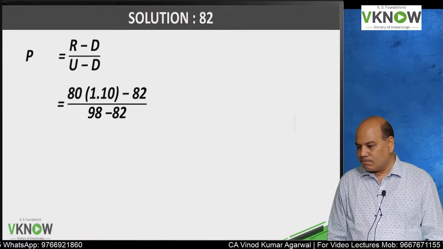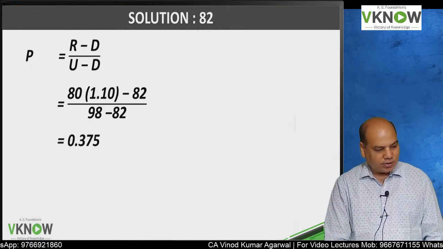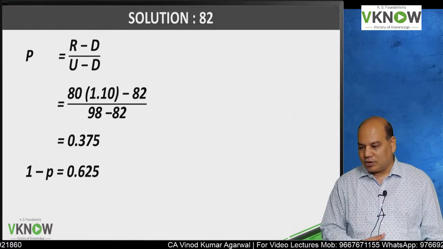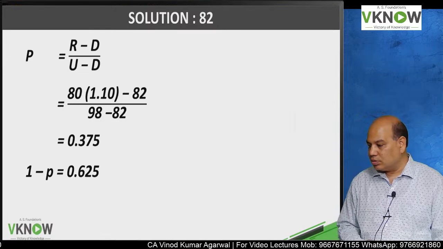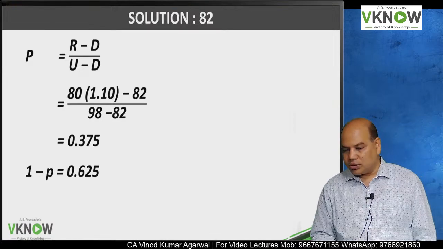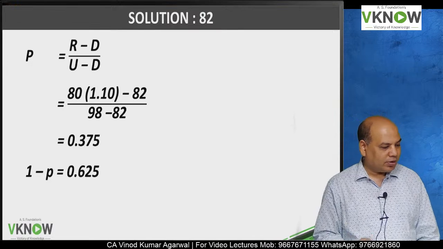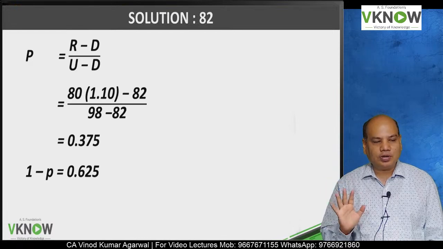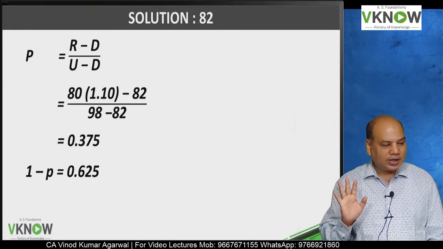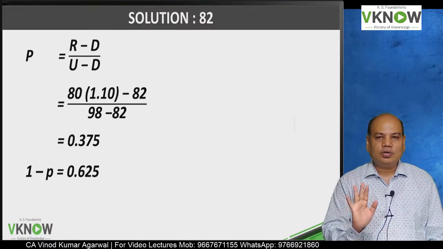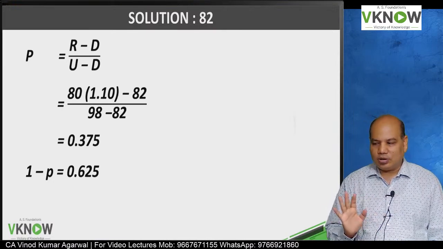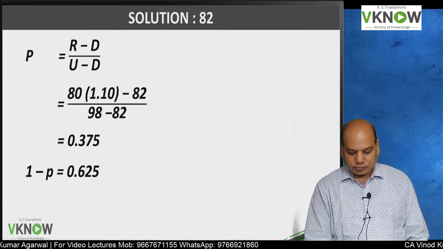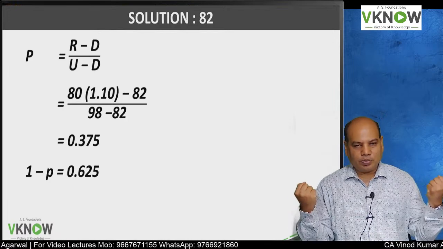So 0.375, Divya is right. 0.375, wonderful answer. I appreciate your effort. 1 minus P will be equal to 0.625. Anup is also right. These are the probabilities. If you have done the risk neutral model, it is a cakewalk. Otherwise, for the time being, write it down. Later on, whenever you study the risk neutral model, you will find this is the formula to compute the probability. Now we are ready with probabilities.